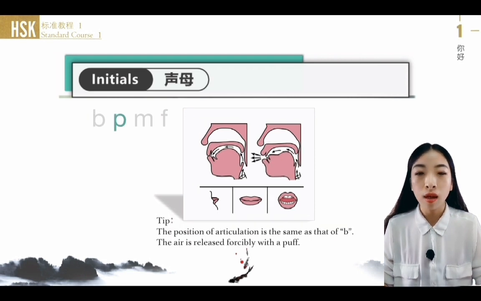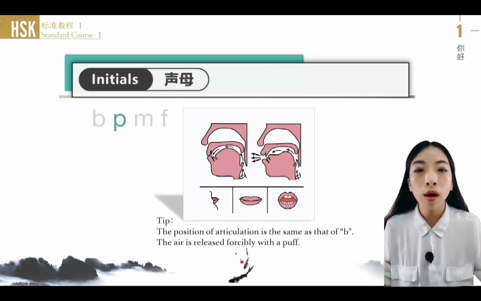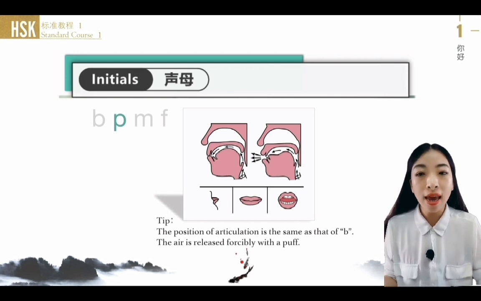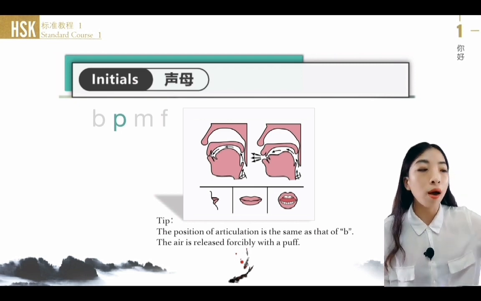Next. P. The position of articulation is the same as that of B, but the air is released forcibly with a puff like this.